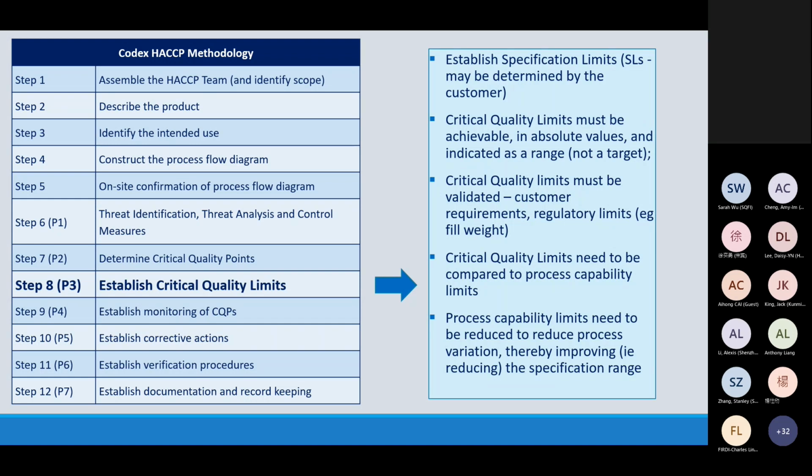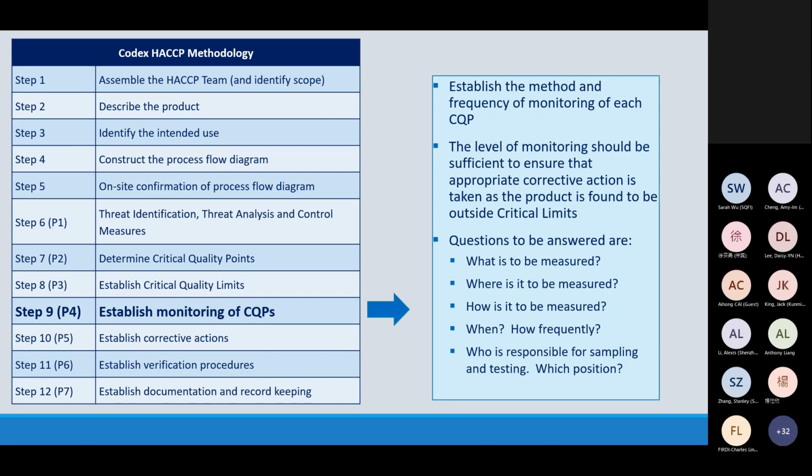Then, of course, once we get to critical quality limits, the process is much the same as it is for a food safety plan. Monitoring of critical quality limits. The site needs to establish the method and frequency of monitoring each CQP. The level of monitoring should be sufficient to ensure that appropriate corrective action is taken if the product is found to be outside critical limits. And of course, the questions to be answered are the same as with a food safety plan. What is to be measured? Where is it to be measured? How is it to be measured? How often? How frequently? And who is responsible for sampling and testing?